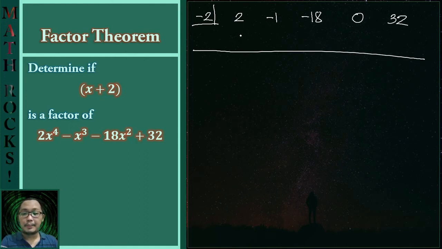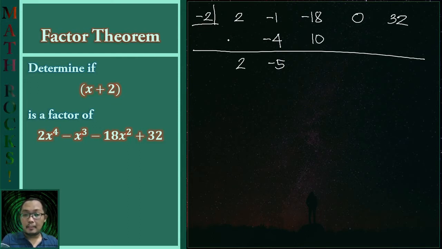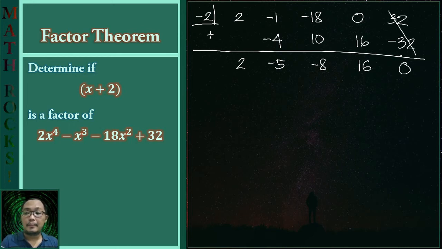our synthetic division. Let us bring this 2 down here and multiplying the numbers together, we have a negative 4. Adding this, we have a sum of negative 5. Multiplying these two numbers together, we have a positive 10. And again, adding this, we have a negative 8. Multiplying these numbers, we have 16. Adding this together, we have a 16. And finally, multiplying these two numbers together, we have a negative 32, and this gives us a remainder of 0.